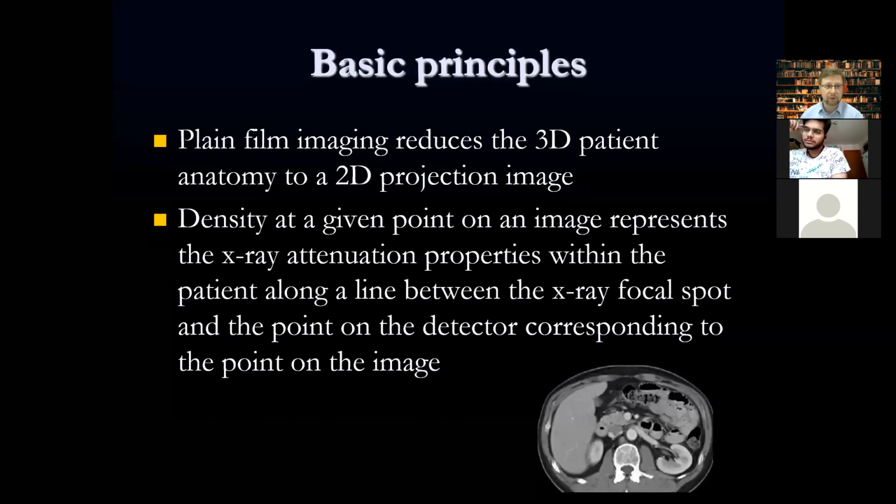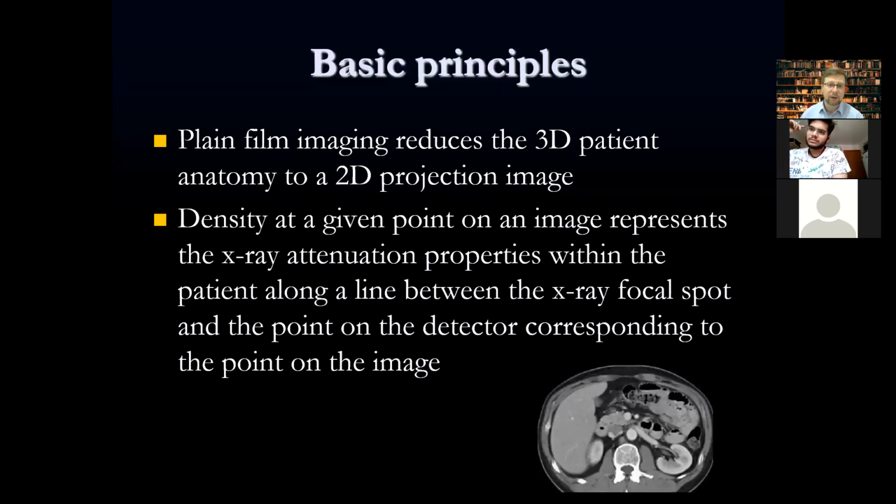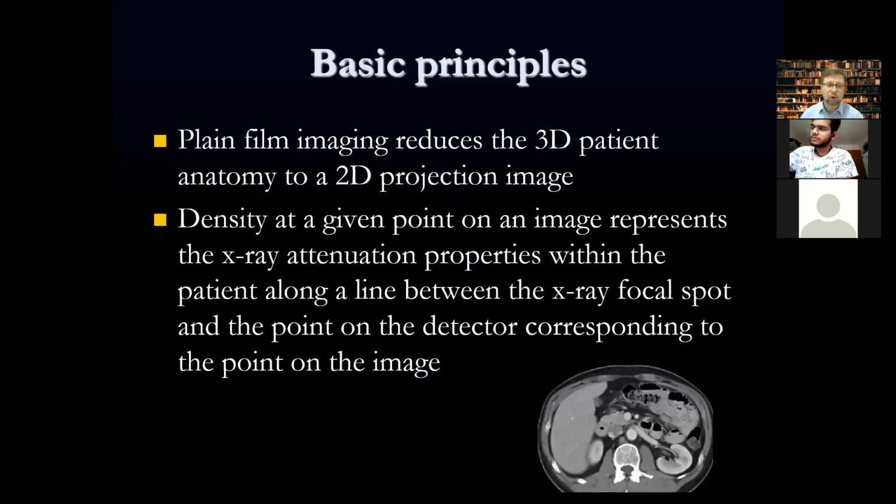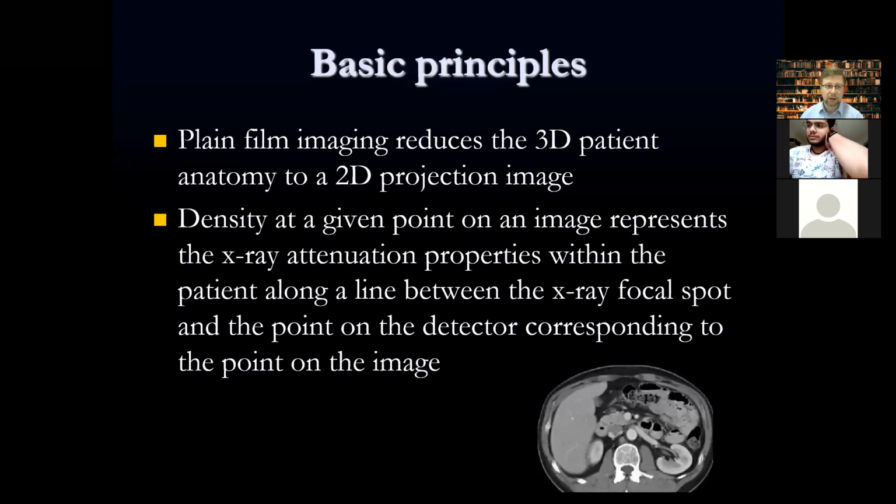As written on this slide, plain film imaging reduces the 3D patient anatomy to a two-dimensional projection image, the projectional image. Density at a given point on an image represents the X-ray attenuation properties within the patient along a line between the X-ray focal spot and the point on the detector corresponding to the point on the image.